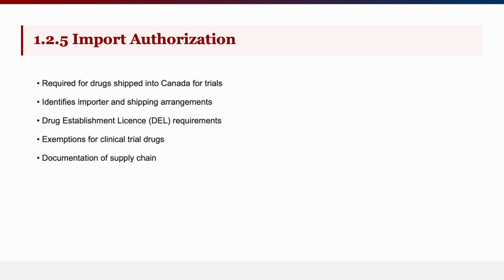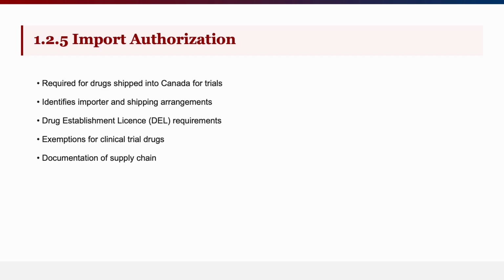If your investigational drug will be shipped into Canada from another country, you'll need to address import authorization requirements in your CTA. The import authorization component identifies who will import the drug and the shipping arrangements. Under normal circumstances, importing drugs into Canada requires a drug establishment license. However, there are specific exemptions for drugs intended solely for clinical trials.